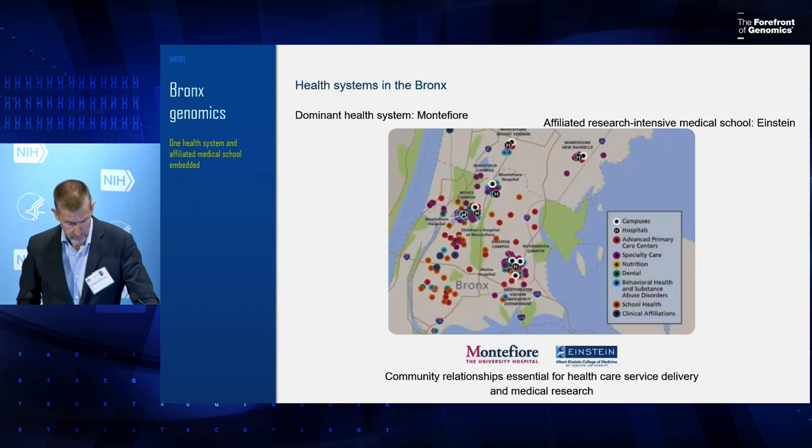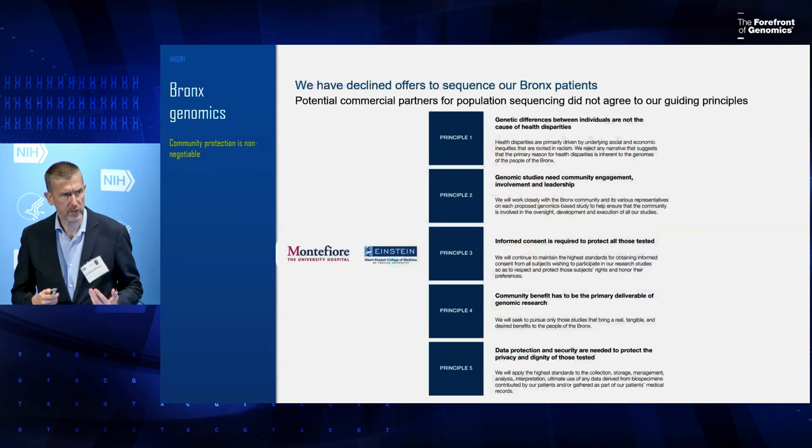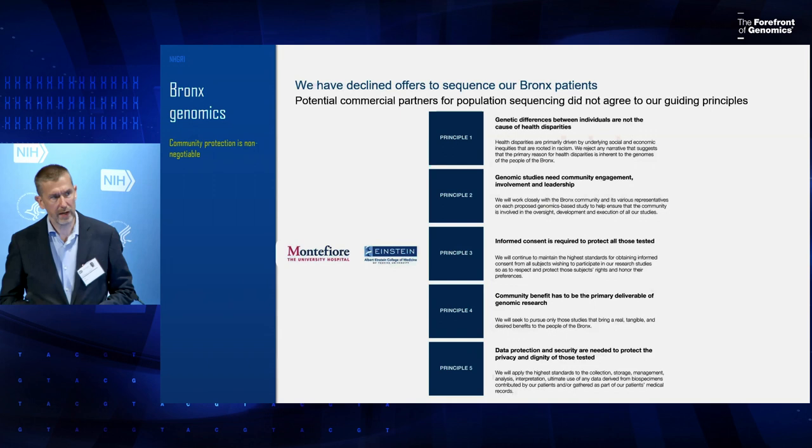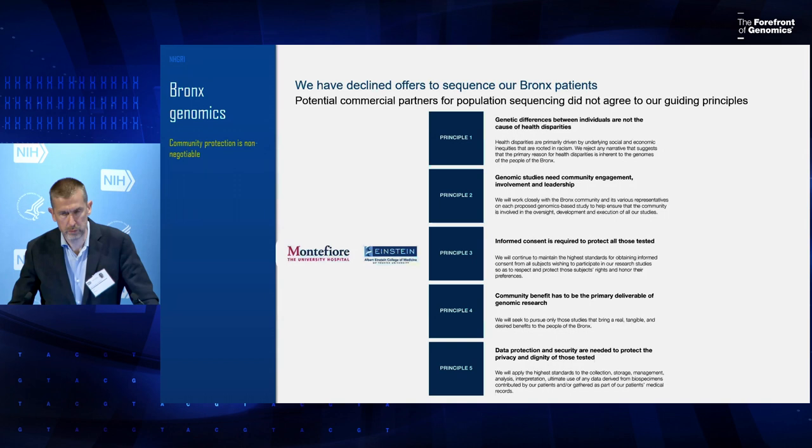So we have had people, you know, the usual suspects, approach us to say, we'll sequence hundreds of thousands of your individuals in the Bronx. There'll be millions of dollars worth of sequence that we can give to you. And we've declined those offers. So we don't have sequence of everybody in the Bronx. And it's because we have a set of principles in the health system that have to be adhered to before we'll have a partner work with us.